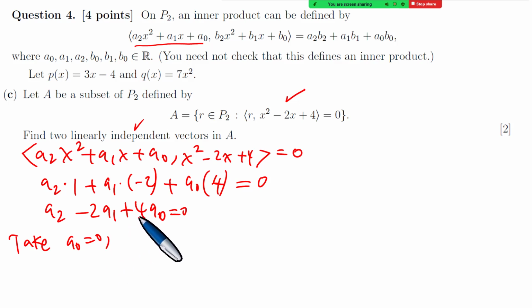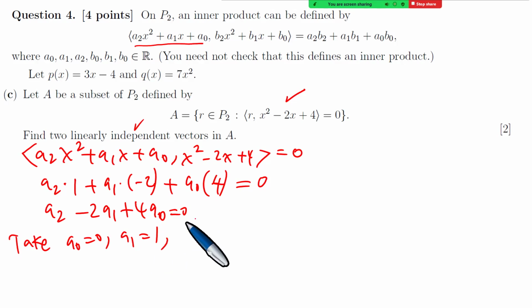If A naught is 0, you can take two of them, and then the third one you just calculate. So if you take A naught to be 0, and A1 to be 1, once again, this choice is our choice, but you can choose A naught to be 100, and then A1 to be something else. Okay, if we choose A naught to be 0 and A1 to be 1, then we must solve for A2. Take just two of them and then solve the other one.